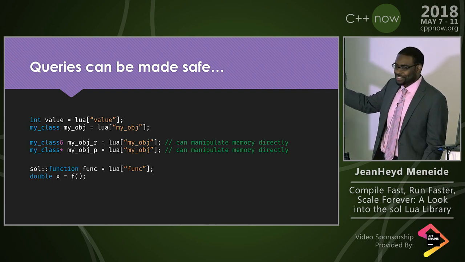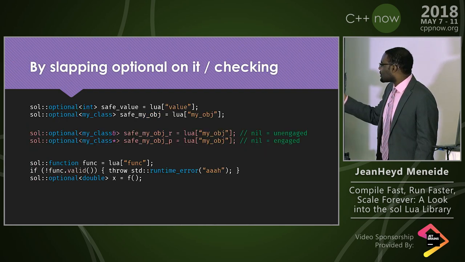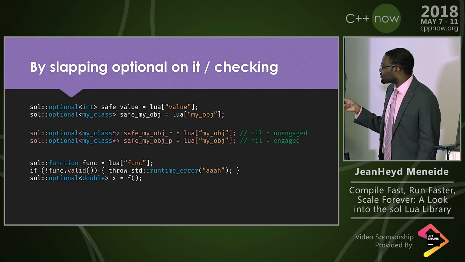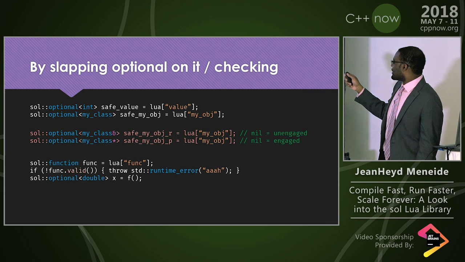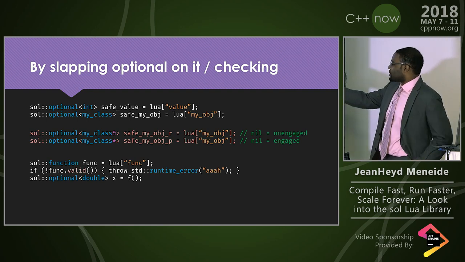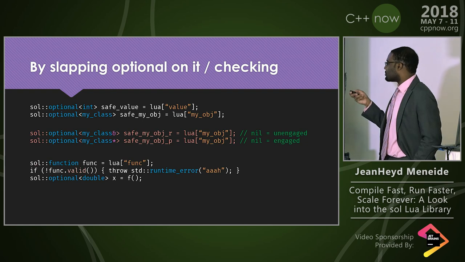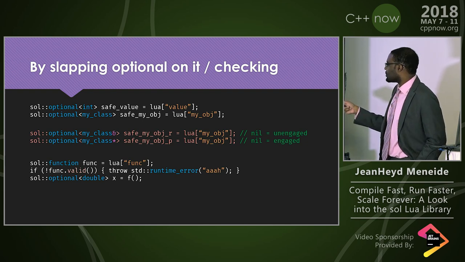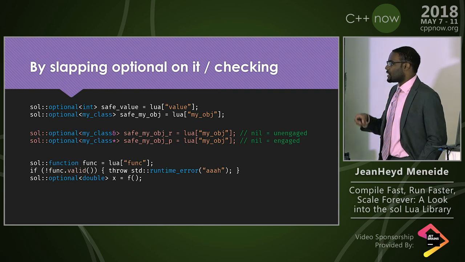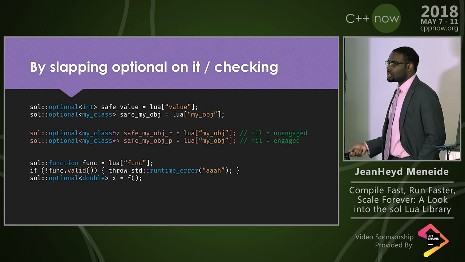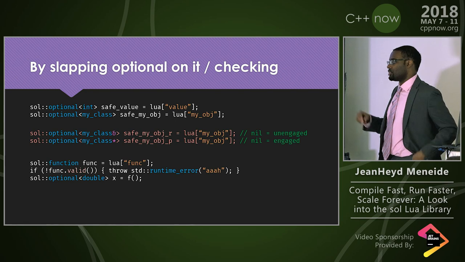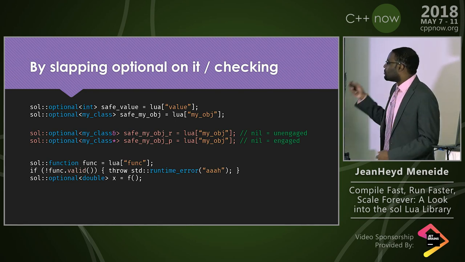These queries can totally be made safe by wrapping them in optional. And you'll see here that I use sol optional, not standard optional. I will semi-rant about that later. The reason I do this is because I do my class reference and I want to stick that in my optional. There are very good reasons why I do this. When you ask for a reference, I specifically make sure the thing isn't nil. Nil is this kind of type in Lua that just represents emptiness.